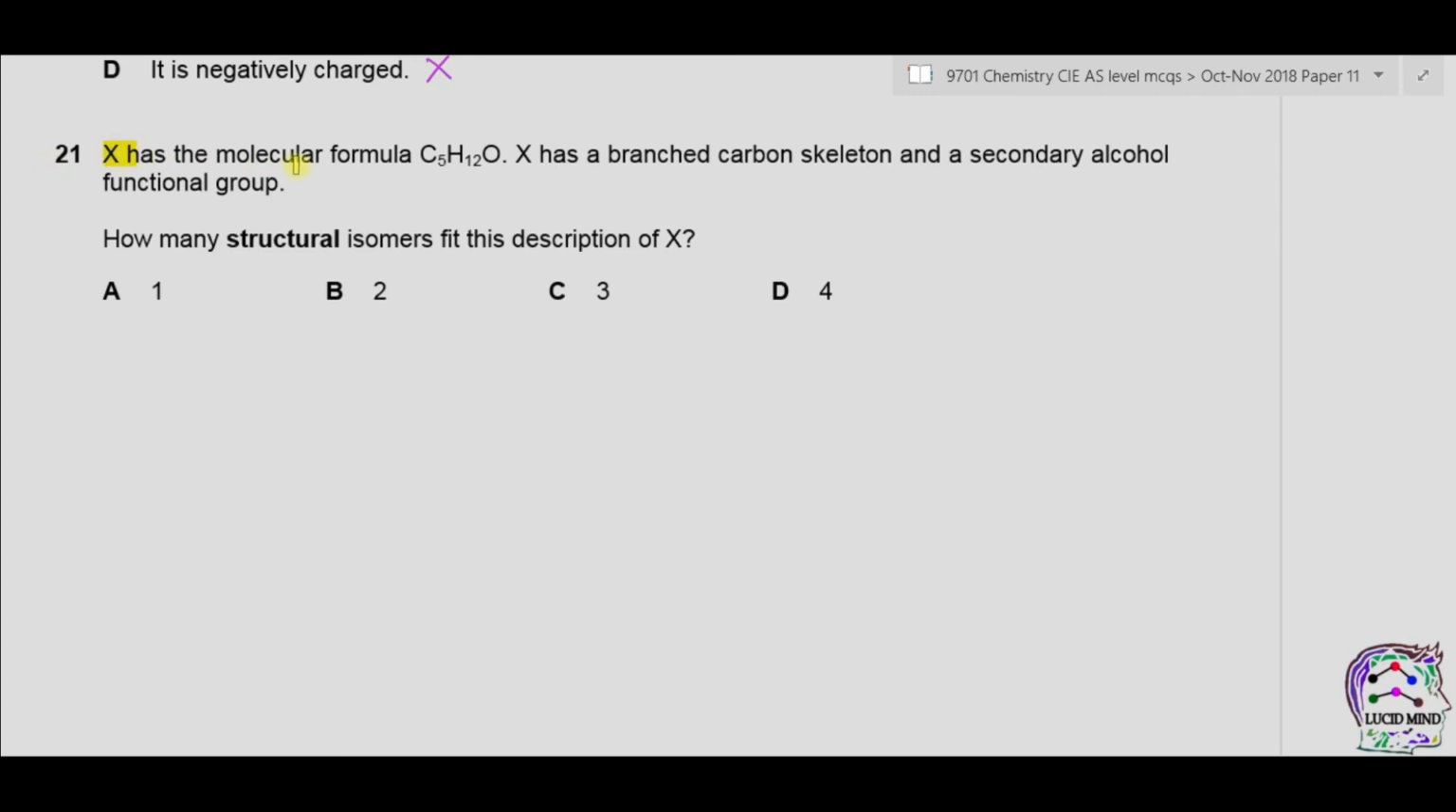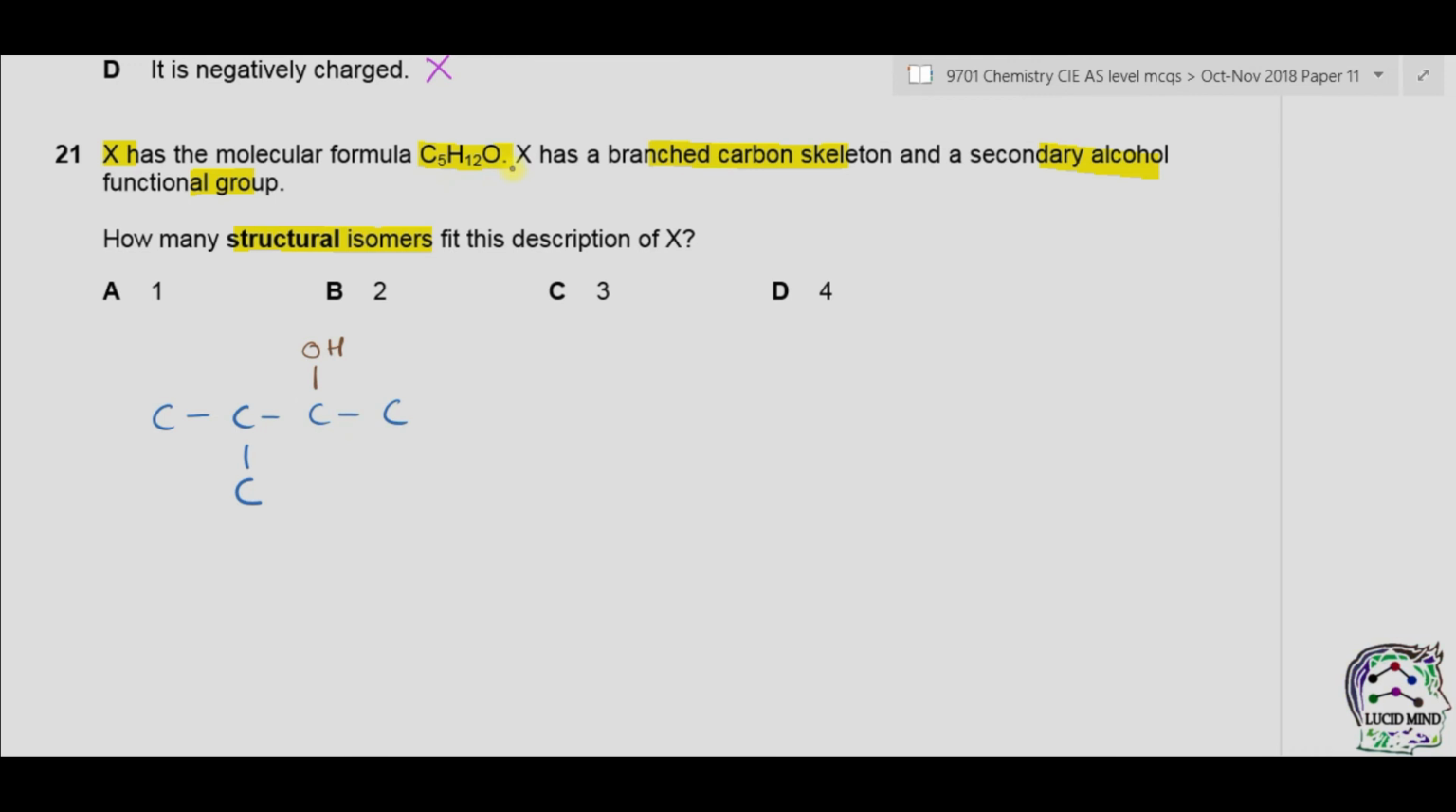Question 21. X has the molecular formula C5H12O. X has a branched carbon skeleton and a secondary alcohol functional group. How many structural isomers fit the description of X? Let's draw the branched structure of C5H12O. So we have 5 carbon atoms. 4 carbon atoms are in the long chain while the fifth one is a branch. Now we have the secondary alcohol functional group also attached. Secondary alcohol means it is attached to a carbon atom that is directly attached to 2 carbon atoms. So this is the only position for the secondary alcohol.